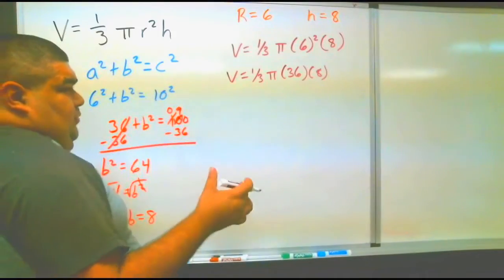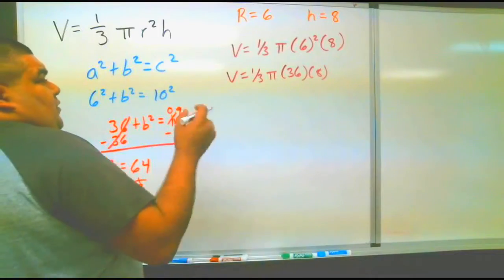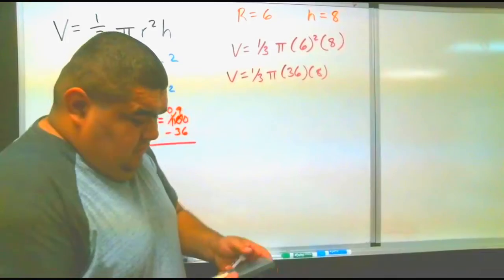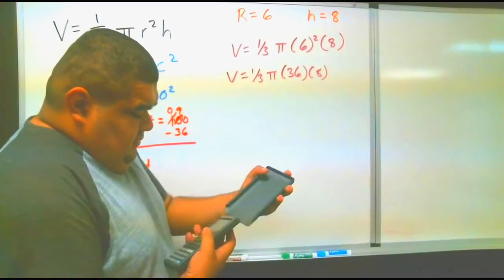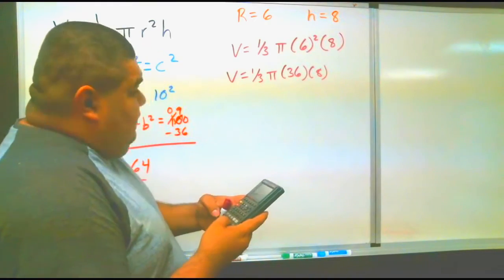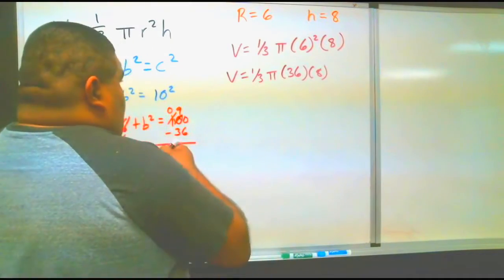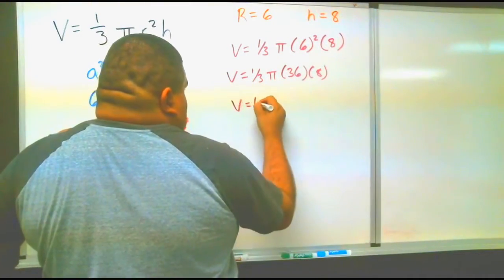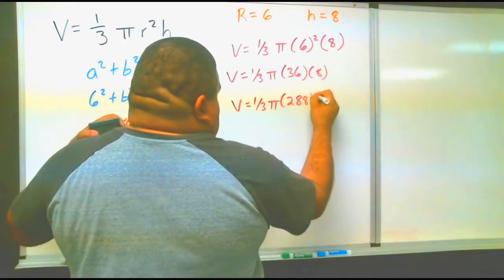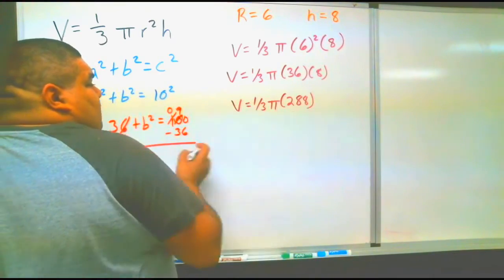There are different ways to do it. You can plug it in like that into your calculator. I'm going to do 36 times 8, which equals 288. So V equals 1/3 pi times 288.